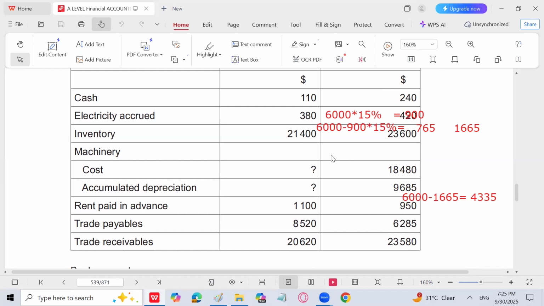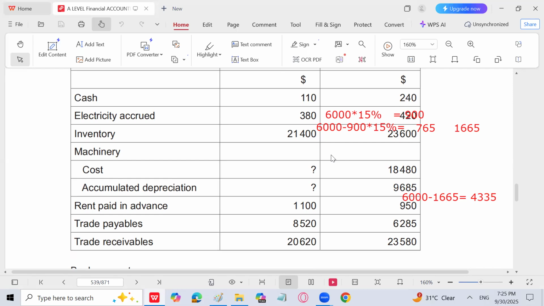Simple. Then for depreciation, you will write brought down 9685. Then you will write charge for the year. The depreciation you will charge on the new asset. You have to go for the whole working: 9200 into 15%. Then, because it is the reducing balance method, we have to calculate 18480 minus 6000, 9685 minus 1665, the difference of that. And then you will calculate depreciation and get total depreciation. Disposal depreciation will come on the debit side, 4335. And then you can calculate the carried down of accumulated depreciation. But that is a difficult one.